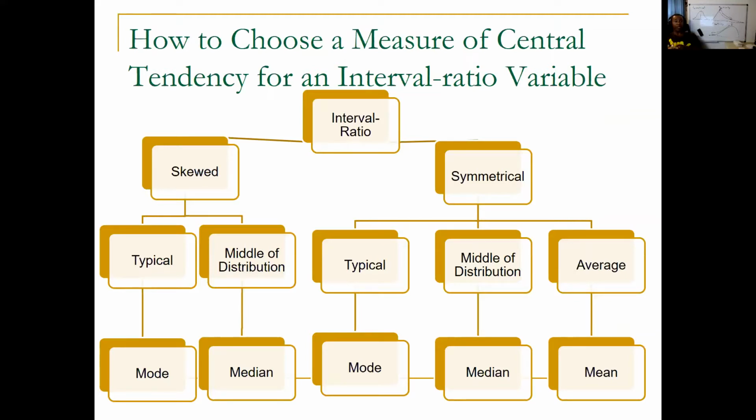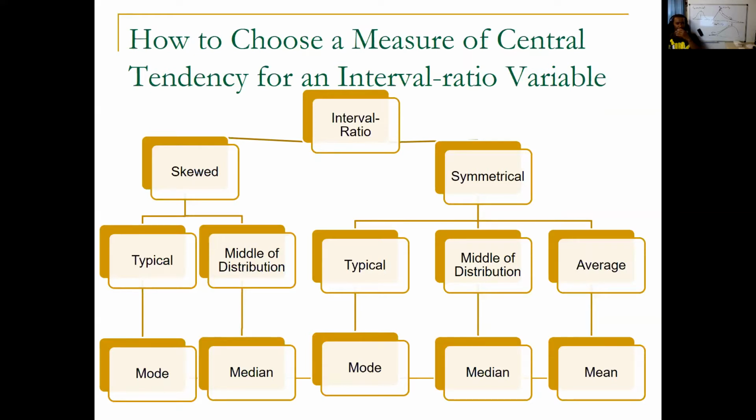Okay. However, if you have a skewed distribution, you can still calculate the mean, but it's not a good representation of the distribution, and you wouldn't want to use that. If you have a skewed distribution, then the median is going to substitute for the mean. It's still the middle of the distribution, but it's the best measure of central tendency when you have a skewed distribution. And then obviously you would calculate the mode if you just want to know what's typical.